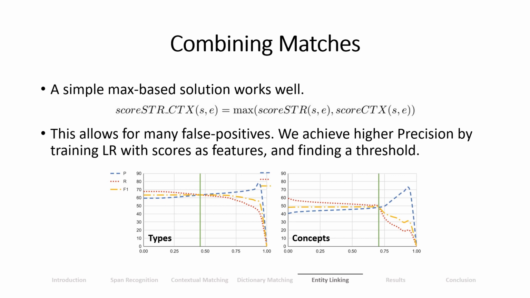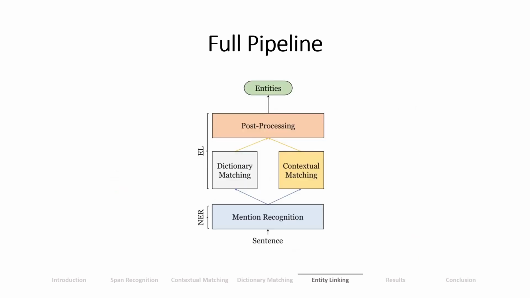So we optimized for precision by training a logistic regression classifier on an assortment of score variations and learned the optimal threshold for more balanced performance. We performed this optimization both for linking concepts and types for comparison with other works, as we'll see in a moment. To summarize, here's our full pipeline. Given a sentence for processing, we first apply NER to recognize the relevant spans. Then, those spans are matched independently using dictionary and contextual methods, followed by a post-processing step that combines individual predictions from both into our final predictions.